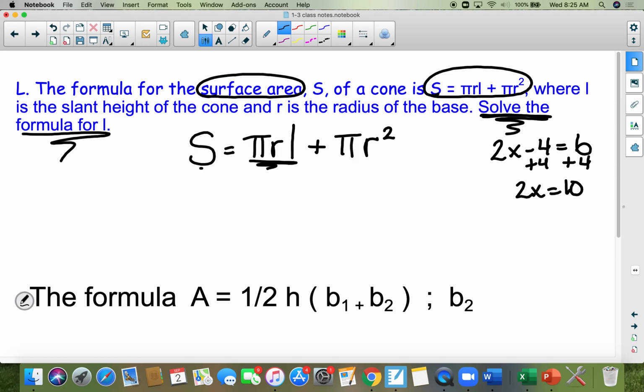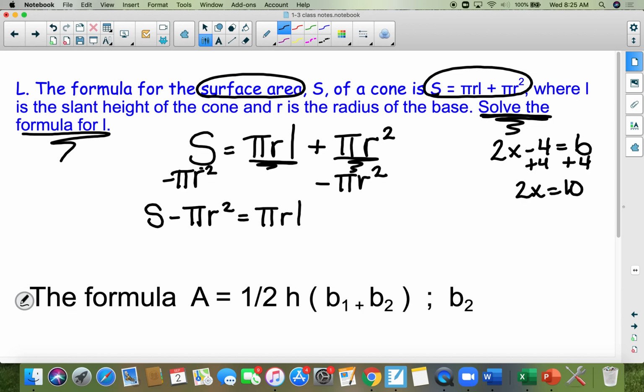Here you have the L, here you don't have an L. So the first thing you're going to do is subtract pi r squared to both sides. So you have s minus pi r squared equals pi r L. Everybody see what I did? I subtracted pi r squared from both sides. And I want you to solve for L.